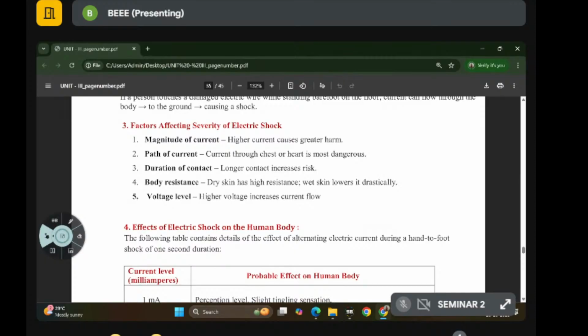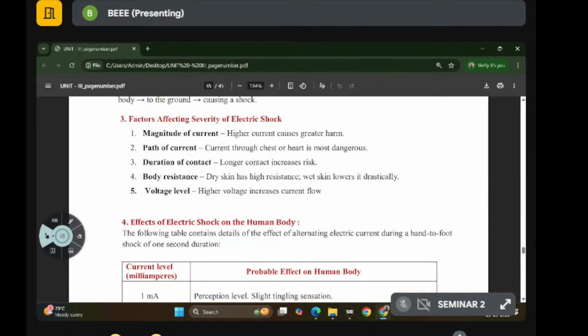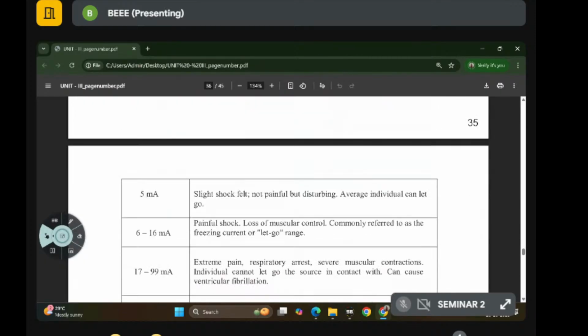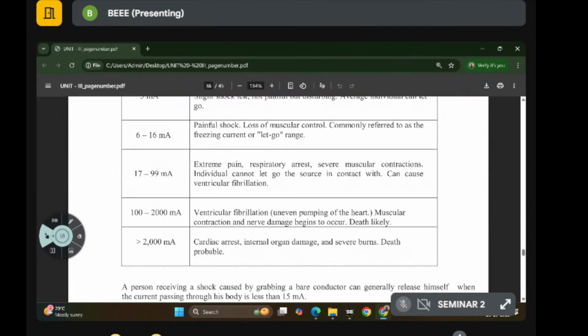So the electric shock depends upon the current level, voltage level, and which conductor you touch. Depending upon all these factors it varies. 1 milliamp, what happens? 5 milliamps, what happens? 6 milliamps, what happens? Like that. Whenever it reaches 1 amp, there may be cause of death. So these are the different currents through the human body, and what happens at each current.